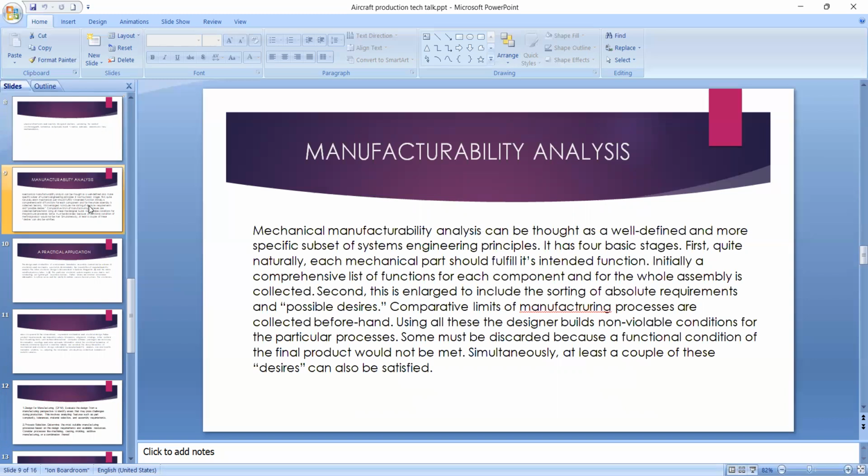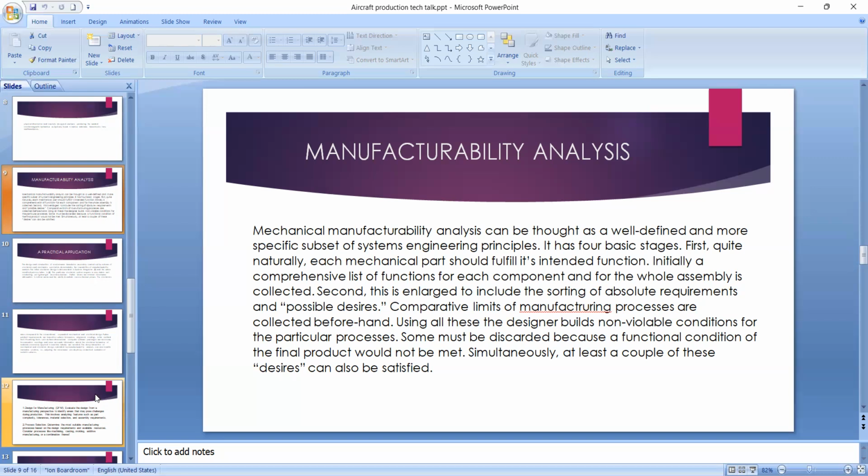Manufacturability analysis. Mechanical manufacturability analysis can be thought of as a well defined and more specific subset of systems engineering principles. It has four basic stages. First, quite naturally, each mechanical part should fulfill its intended function. Initially, a comprehensive list of functions for each component and for the whole assembly is collected. Second, this is enlarged to include sorting of absolute requirements and possible desires.